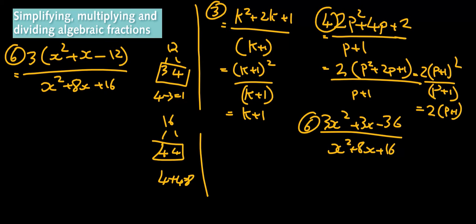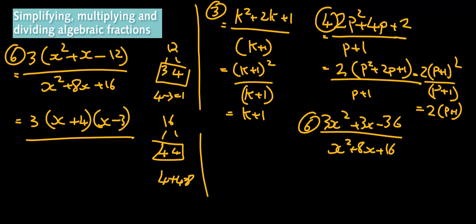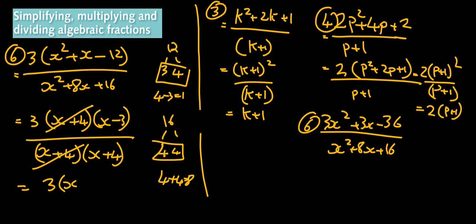Let's factorize numerator and denominator, so we get x plus 4, x minus 3, we get x plus 4, and x plus 4. So the numerator is a perfect square, cancels. So we're left with 3x minus 3 and x plus 4. Okay, so I think we are ready to try some more complicated questions.